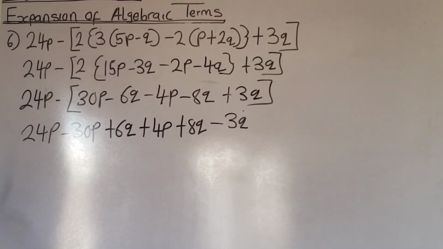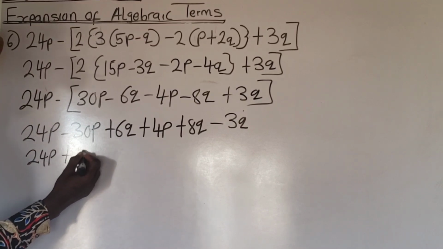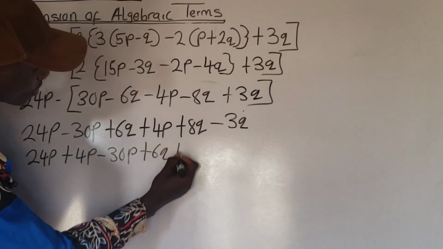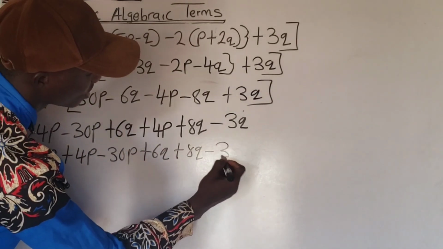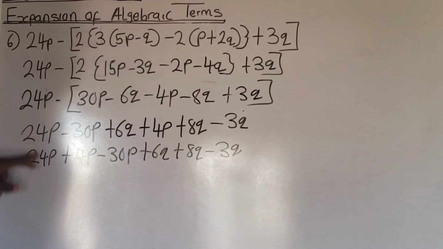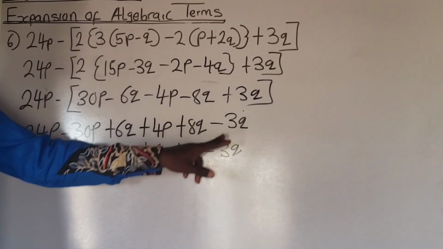Now, having removed all the brackets, let's see if we can collect like terms. Yes, we can. We have 24p here, so I'm going to have 24p plus 4p minus 30p plus 6q plus 8q minus 3q.